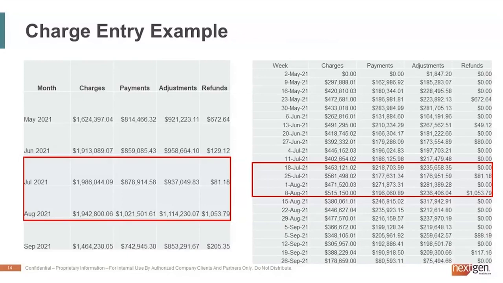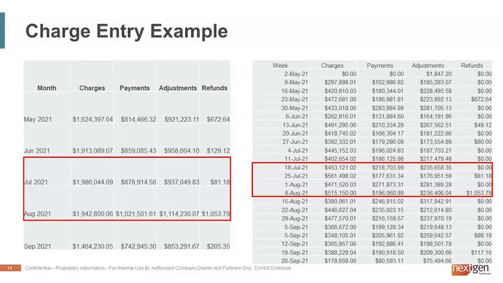In the example below, if you look at the left side of the screen, you can see that for the month of July, we had charges at 1.986 million. For the month of August, we were about 44,000 less in charges. As we look to the right, on that same chart, even though charges were higher in July, not by a large amount, payments for July were actually significantly lower than our payments for August.